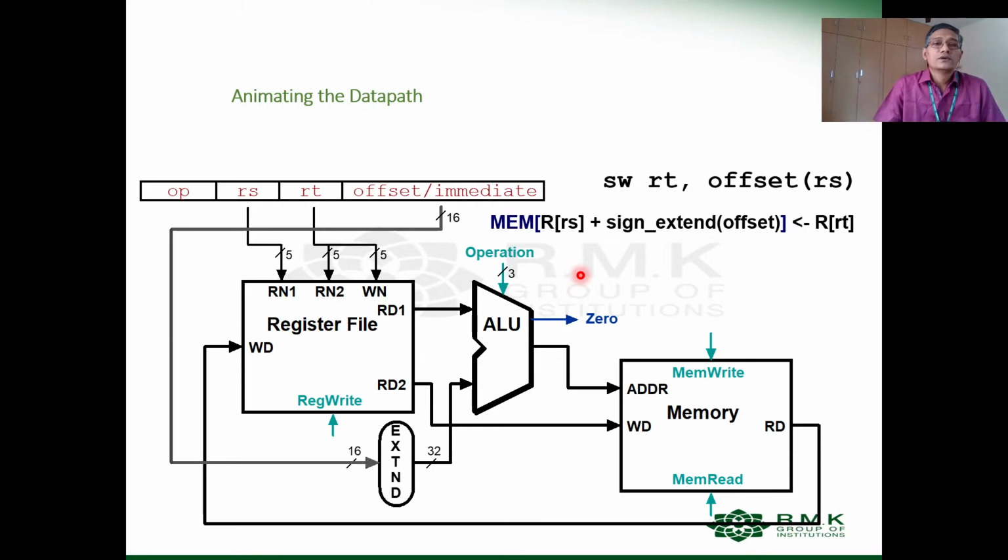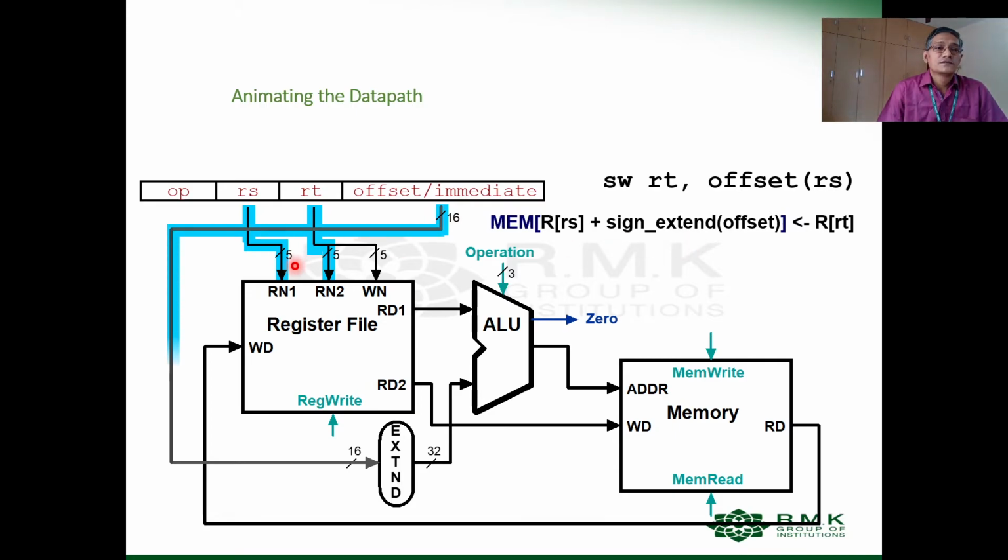Now we will go for the store word instruction. What is the store word instruction? It is the opposite of the load word instruction. We are going to store the content of the register to the memory. The instruction format, opcode, RS, RT and offset, is the same as that of the load word instruction, but the only difference is that we are going to store the value from the register to the data memory. So that is given here.